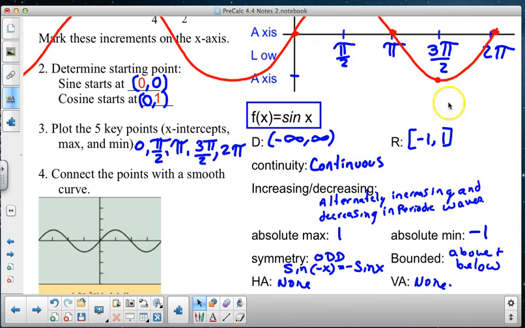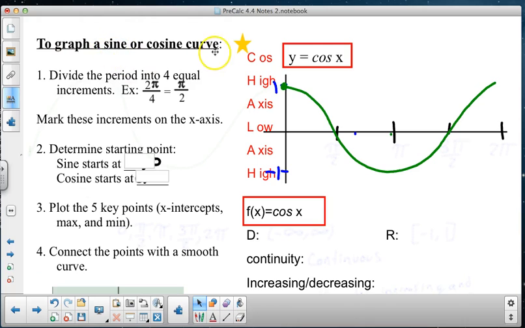Okay. Now let's go on and check out our cosine graph. Here to graph the sine or cosine curve again, but we're working specifically with cosine. Again, I have a mnemonic device for cosine. It's Chala. It's C for cosine, and then H for high, A for axis, L for low, A for axis again, and H is high. So that's Chala. And you can talk about Sahala and Chala as two really cool sisters, or however you want to remember sine and cosine graph shortcuts.